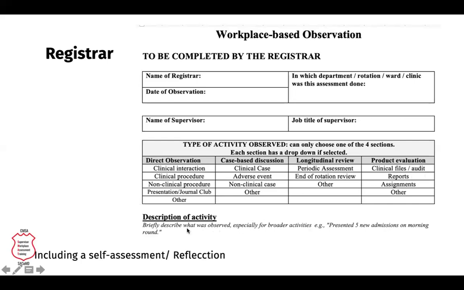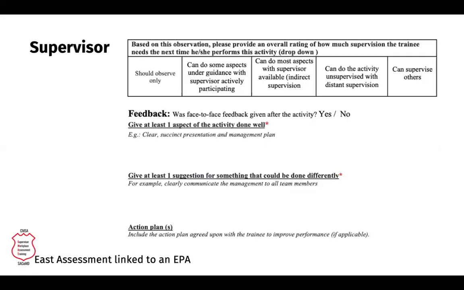This is why family medicine has lots of different forms. Then you can just describe what the actual activity was. It also includes a self-assessment or reflection for the registrar themselves to fill in on their form. Once they fill that in, they send a link to the supervisor. And the supervisor only has to fill in very briefly, firstly, a supervision level. So those 5 levels we mentioned earlier.